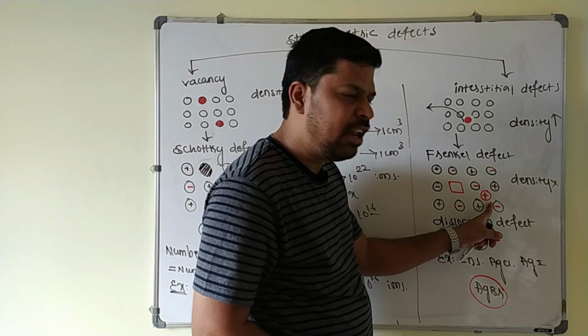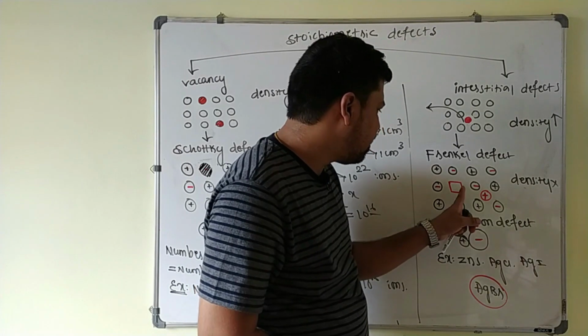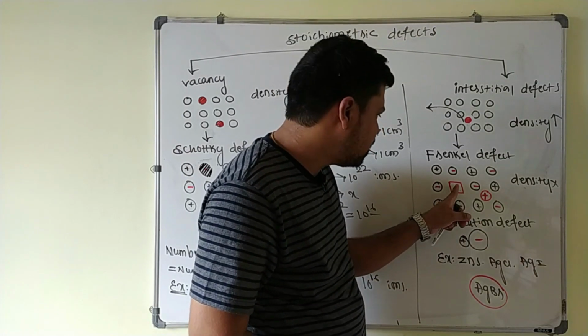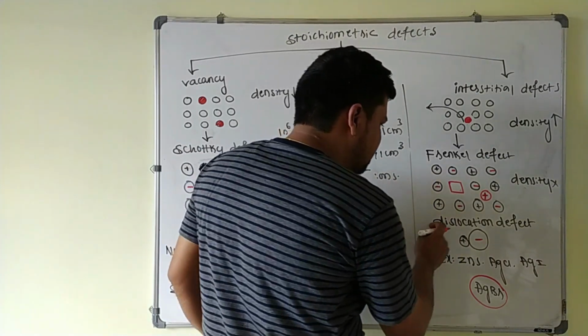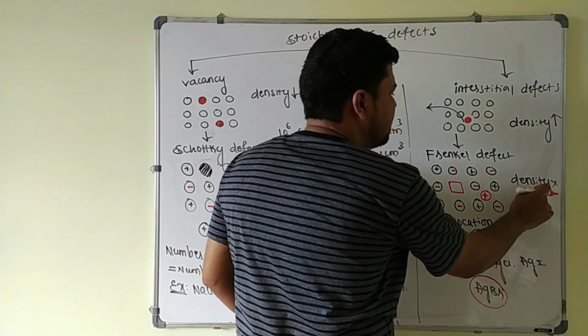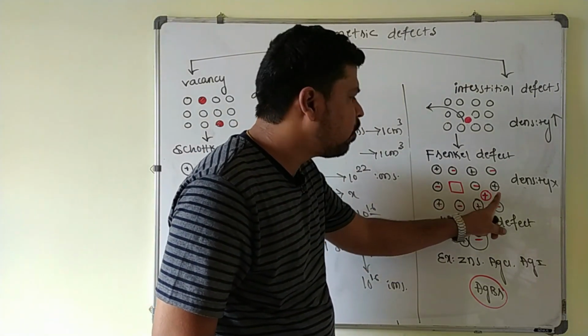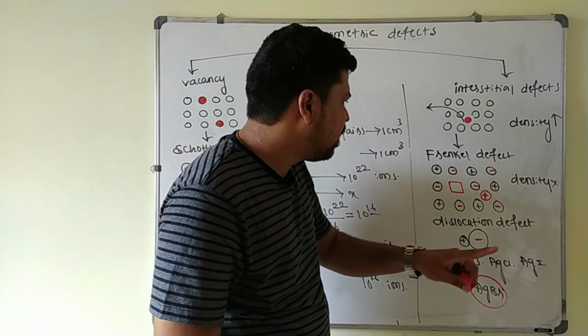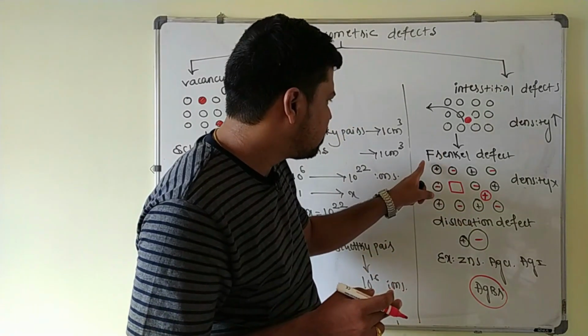An interstitial defect here, and hence it is also called as what? Dislocation defect, where a smaller cation is dislocated from its original site to an interstitial site here. So this is also called as dislocation defect. There is no change in the density of the crystal because just one cation is dislocated from its original site to an interstitial site here. So no extra particle is coming and no particle is missing from the crystal here. So this is called as what?